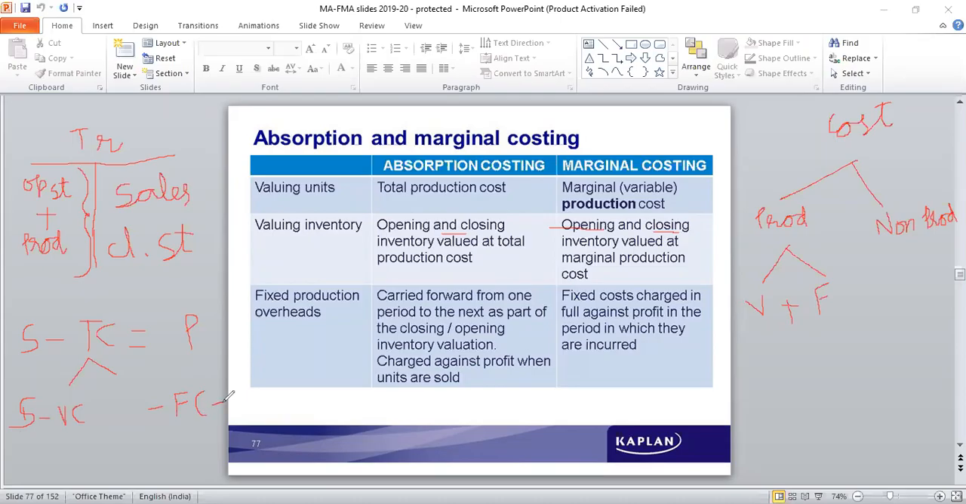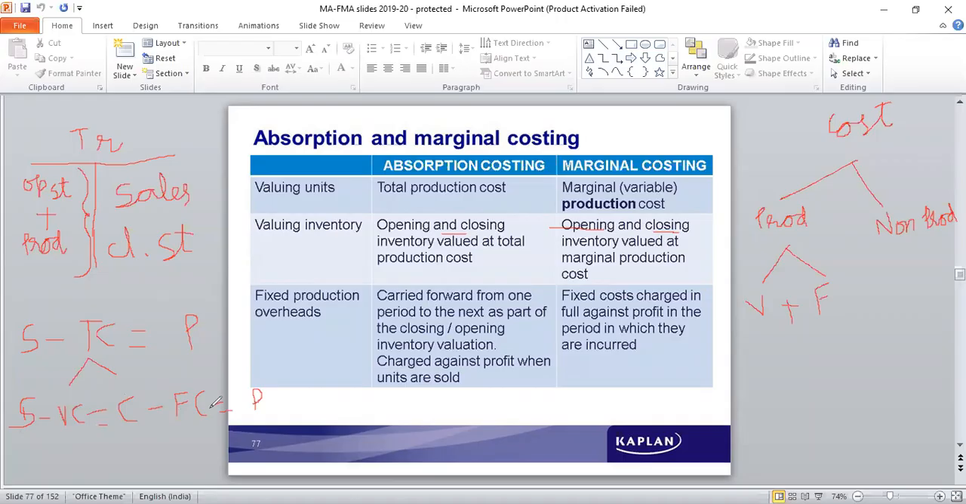The point of difference between these two equations is that when sales minus variable cost is deducted, the resultant figure is called contribution. Contribution is a profit, but it is controllable profit, because only variable cost can be controlled, not fixed cost. From controllable profit, fixed cost is deducted, and the resultant figure is profit. This profit and that profit are the same. There's no difference, but the way in which they are presented is different. First variable cost is deducted, giving contribution, and then fixed cost.